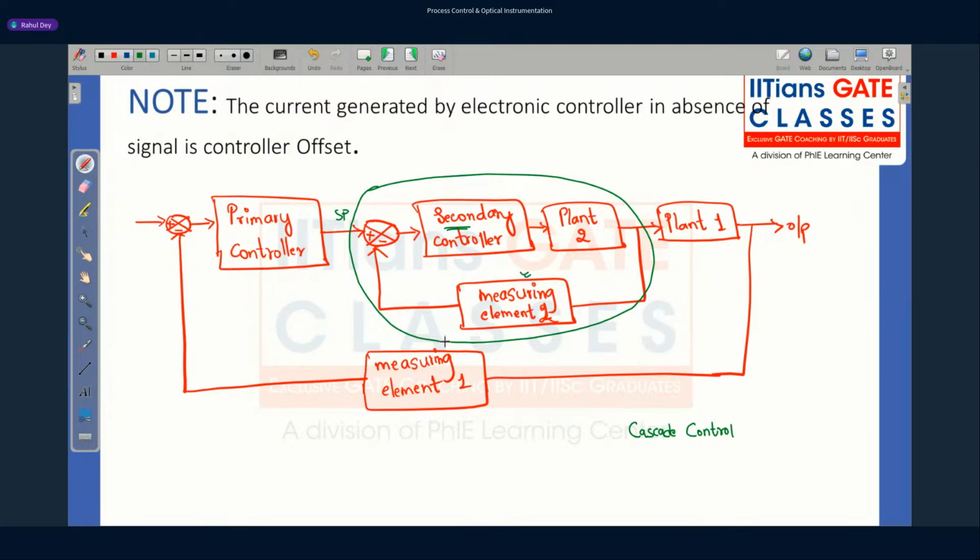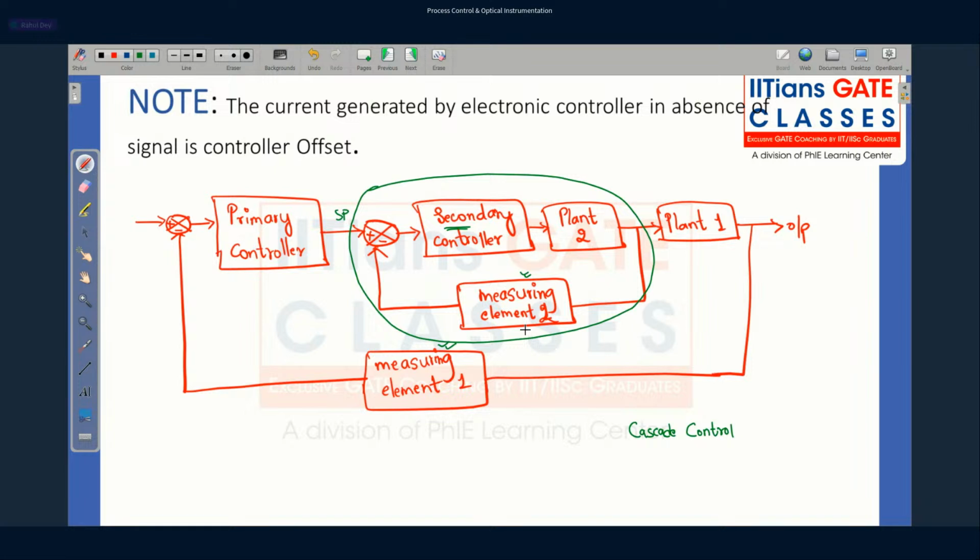And here we are measuring two parameters. Why are we doing so? Basically we want to reduce the dead time. What is dead time? Dead time is the time taken by the process to detect the presence of a disturbance in the process.